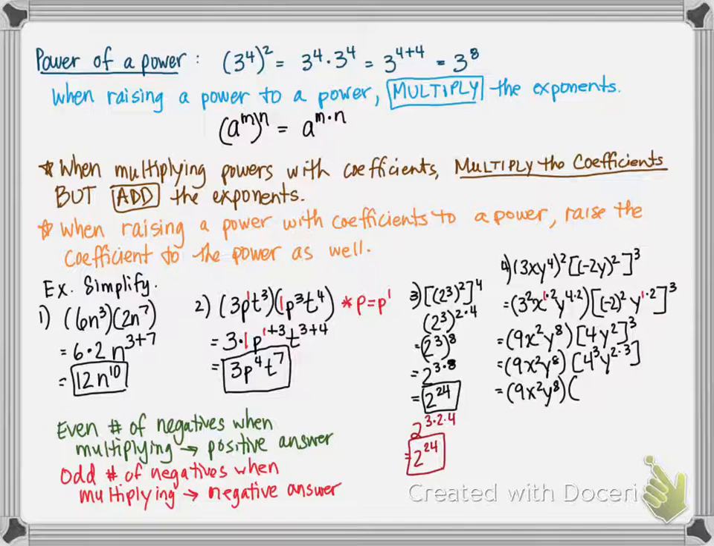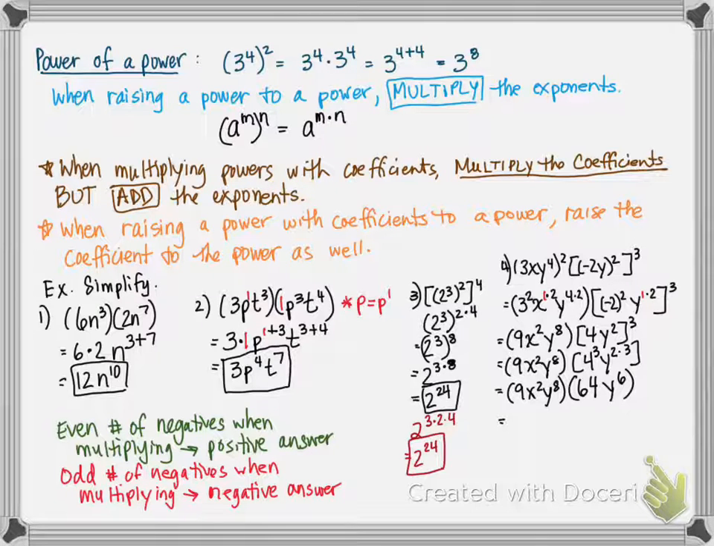And I'm going to change this to parentheses now. So 4 times 4 is 16. 16 times 4 is 64. And 2 times 3 is 6, so y to the 6th. All right, so now let's see what we get to do.